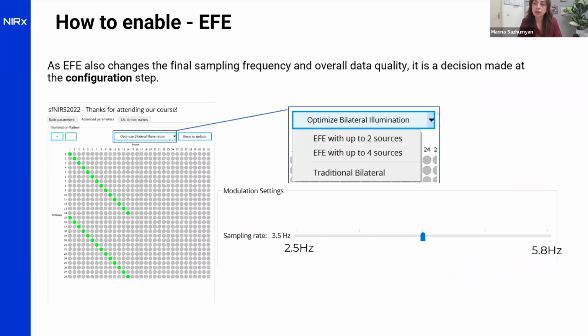So EFE, the frequency encoding feature, can later be edited in the configuration again. Here you have the option of using 2 sources or 4 sources. We can also adjust the frequency rate, simply adjust the sampling rate, but as we will see, it is indeed recommended to use the EFE when we're dealing with a high density montage.